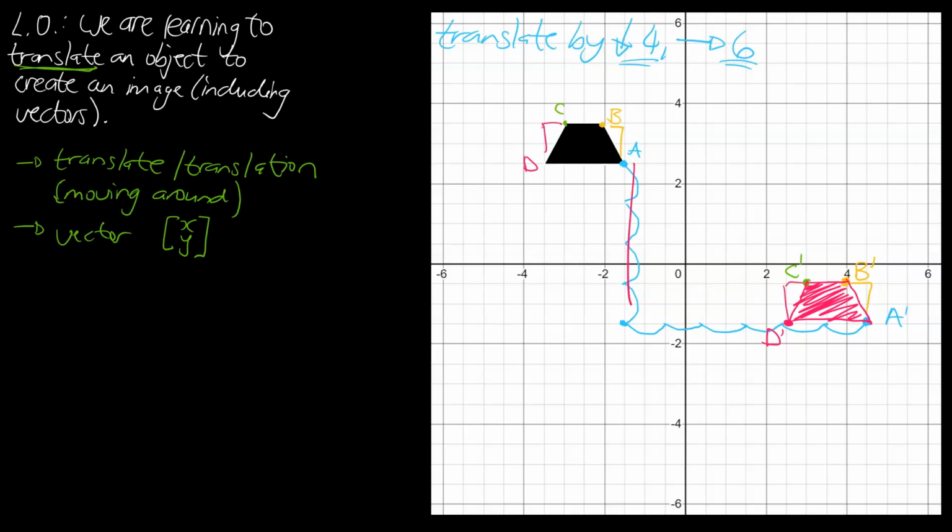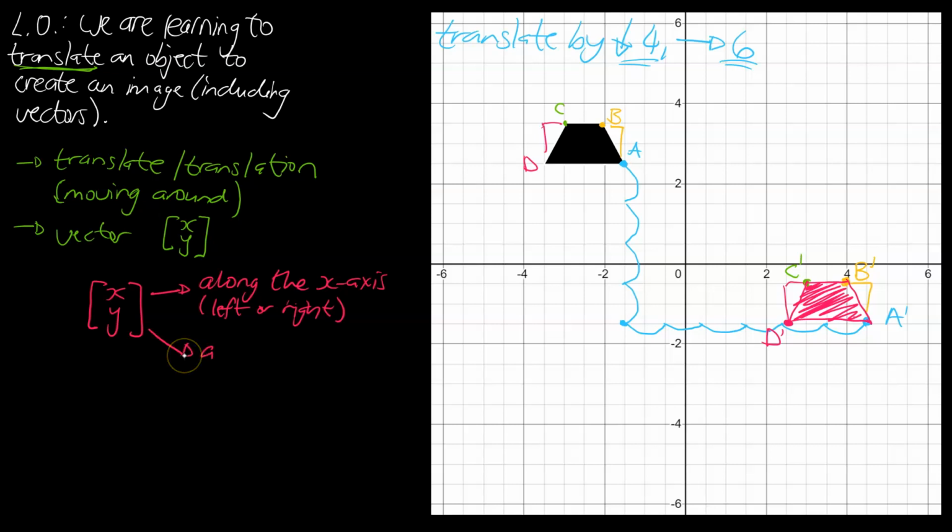So translation is relatively easy in terms of the transformations we're going to be doing, but we are going to make it a bit more complicated by referring to these vectors here. And the vector is actually a way to communicate how we're translating it. So let's start off just by writing x and y. The x relates to how much it moves left and right, or along the x-axis. And that's left or right.